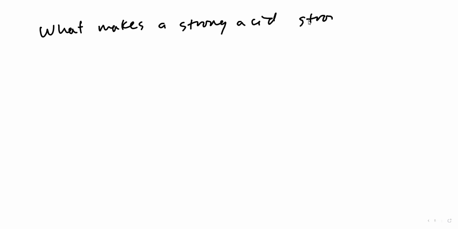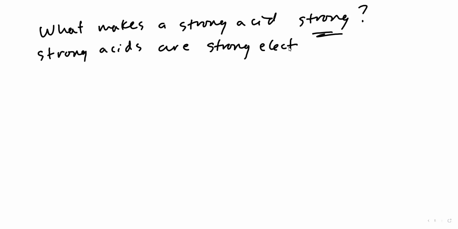All right, and all that should be just a super easy review from your Gen Chem class. Another question we need to ask ourselves is, for specific kinds of acids, we call them strong, and for other kinds of acids, we call them weak. So it's important first to know what makes a strong acid strong. And the answer is that strong acids are strong electrolytes, and that means that they're fully or nearly fully dissociated in aqueous solution.